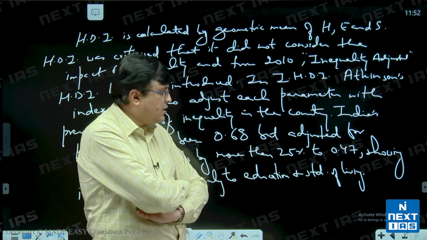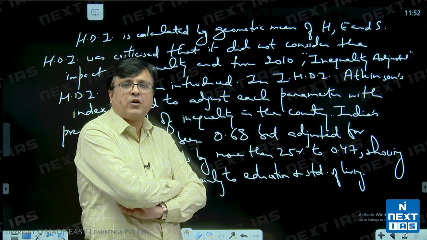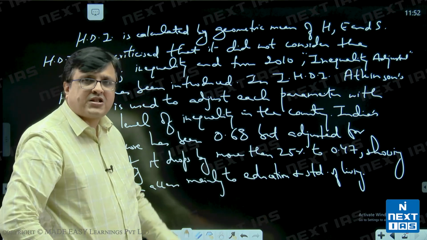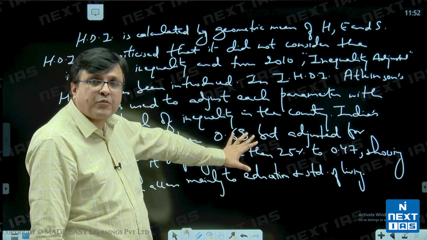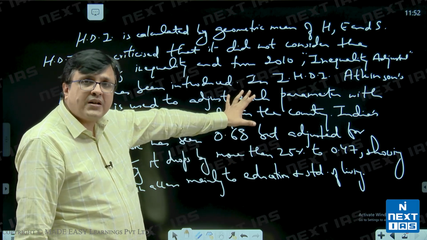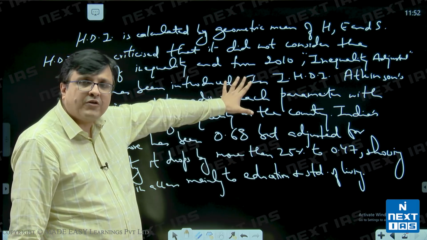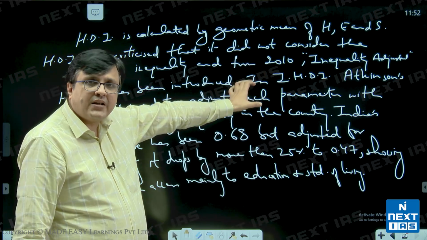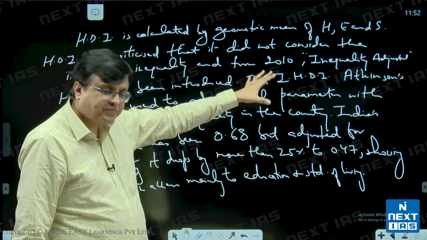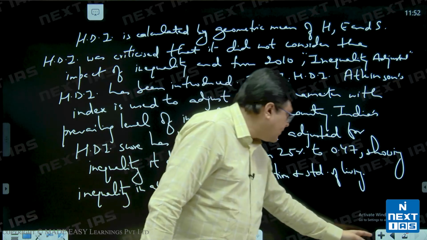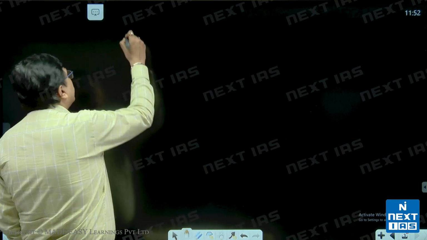Now, how is HDI different from inequality adjusted HDI? My suggestion here is that whatever information I have given you up to here should be written in 80 words. I gave you around 125, 130 words, but this should be written in 80, 85 words. That's the main points. And then we move to the next 35 words on how the HDI is different from inequality adjusted HDI.